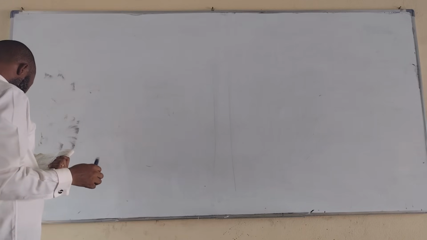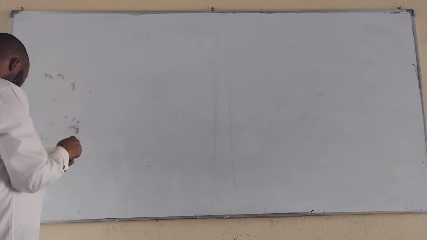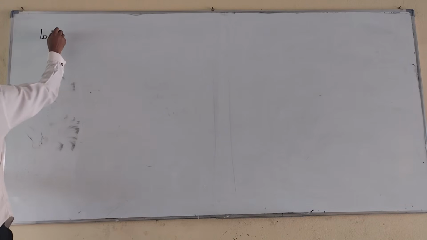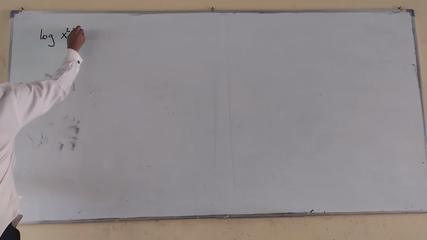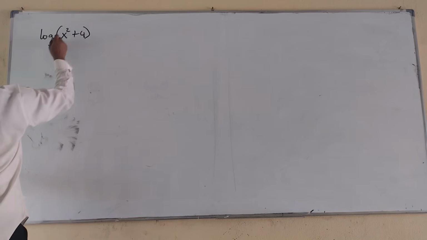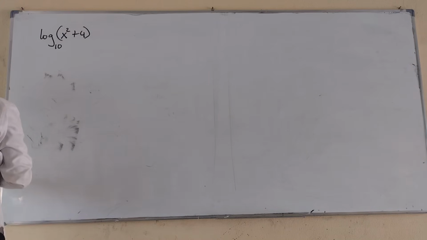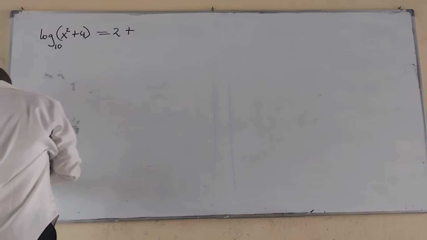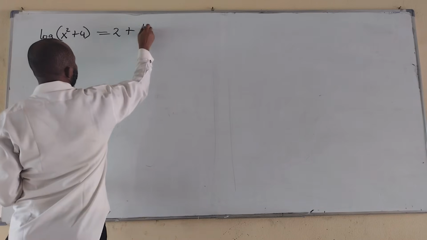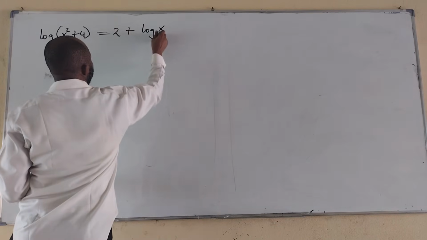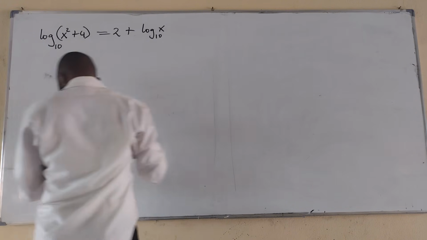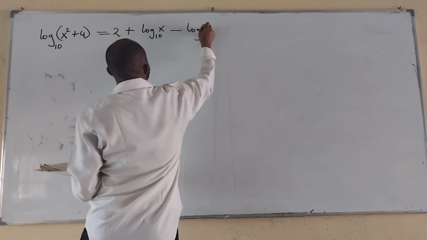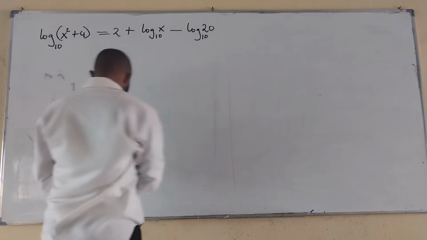Alright, evaluate without using tables. Log of x squared plus 4 in base 10 is equal to 2 plus log x in base 10 minus log 20 in base 10.